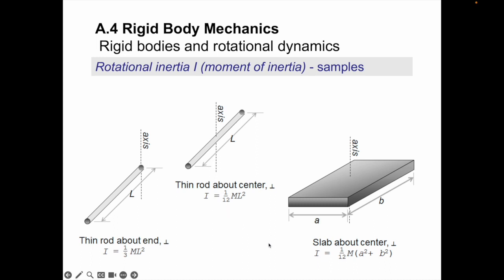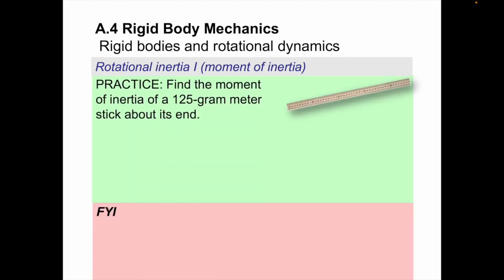In the case of our round objects. For something like a slab, where we have either a rhombus or a rectangle, we can say that the slab about the center, if the axis is perpendicular to it and this is flat, orthogonal at 90 degrees, we can say again that that's 1/12 m, and we're going to talk about the length and the width here. So let's do an example of that.